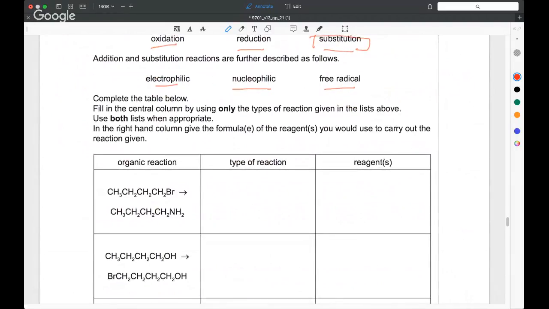So look at this one here. What type of reaction is that? Well, even if you didn't know, you could guess that the bromine atom there is being replaced by this amine group. So if you didn't know, that's a replacement reaction. You could say that's a substitution. So it's pretty clear what kind of reaction that is. And to do that, you use ammonia.